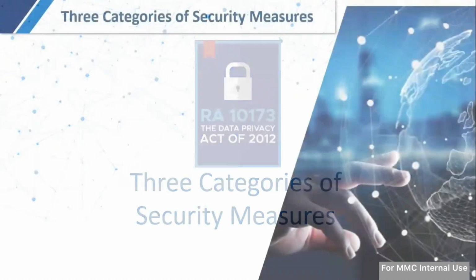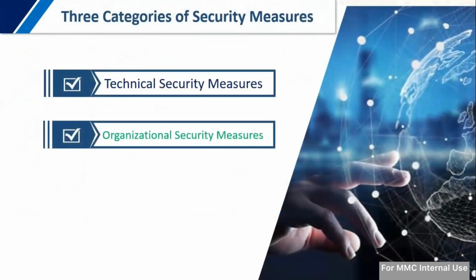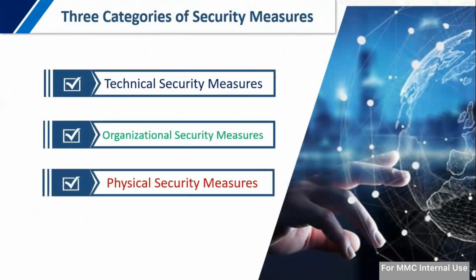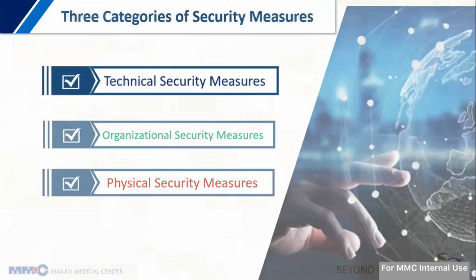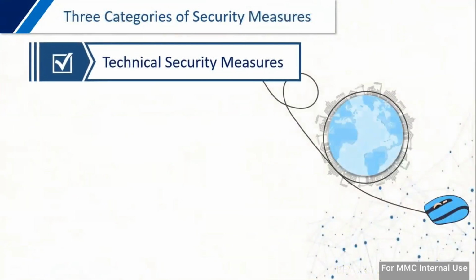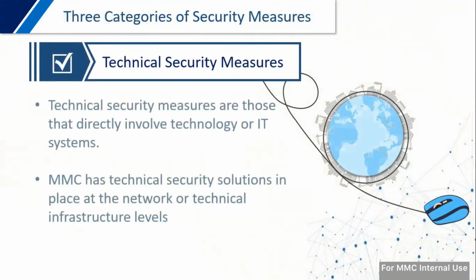The categories of security measures: technical security measures, organizational security measures, and physical security measures. Technical security measures are those that directly involve technology or IT systems. MMC has technical security solutions in place at the network or technical infrastructure levels.